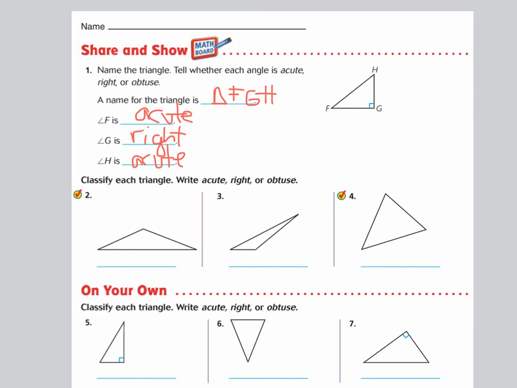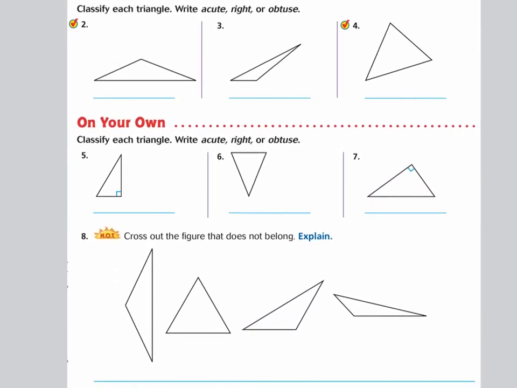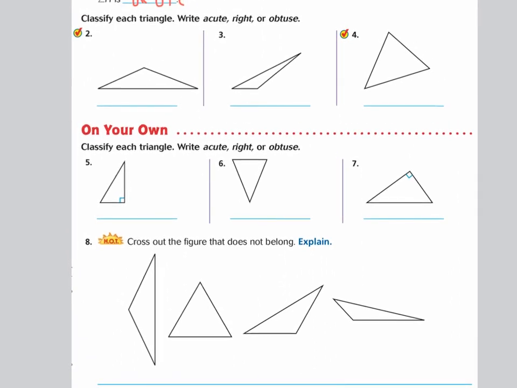So questions 2, 3, and 4, I'll model for you. And then I want you to try them on your own. Pause the video and try those on your own. So we're going to classify for number 2. I definitely see an obtuse angle, so it's going to be an obtuse triangle. Number 3, definitely an obtuse angle there. And then number 4, I'm looking and they appear to all be acute. So it is an acute triangle.